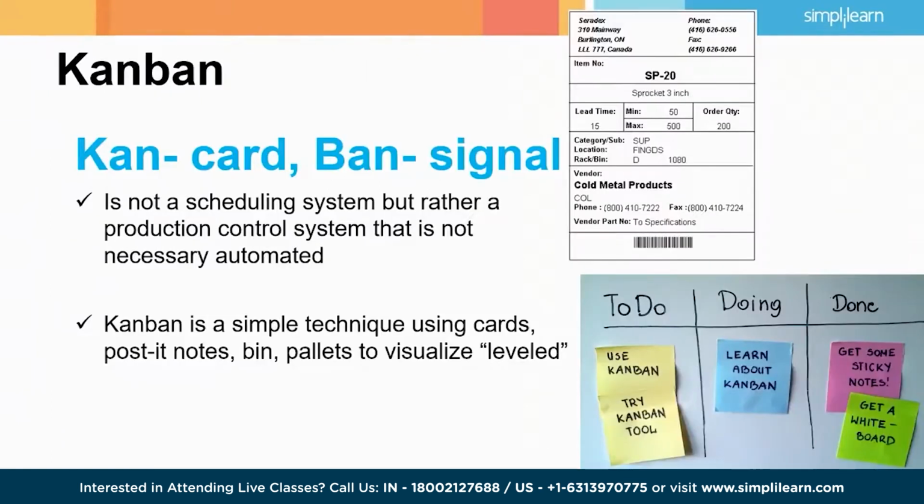Another tool is the Kanban. Kanban is a great tool, which is also very visual, and it's like a scheduling system, but it's rather a production control system, and it's not automated. It's a very, very simple tool. It's just cards, post-it notes, bins, pallets, whatever you need to visualize how things are labeled. You can use cards like these that I'm showing on the slide. You can use post-its to show how things are working.